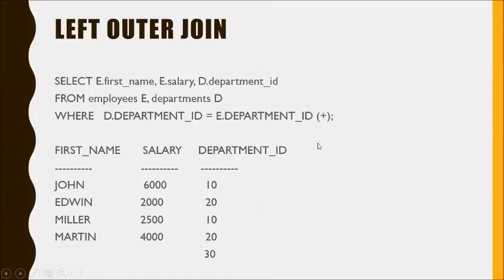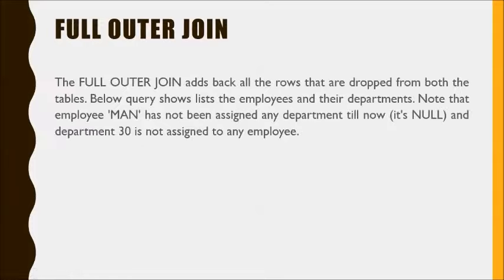As seen in the slide, our output consists again of three columns: the first name, the salary, and the department ID. So we have John 6,010, Edwin 2,020, Miller 2,510, Martin 4,020, and a null value for department ID 30. So there are no specified first name and salary.